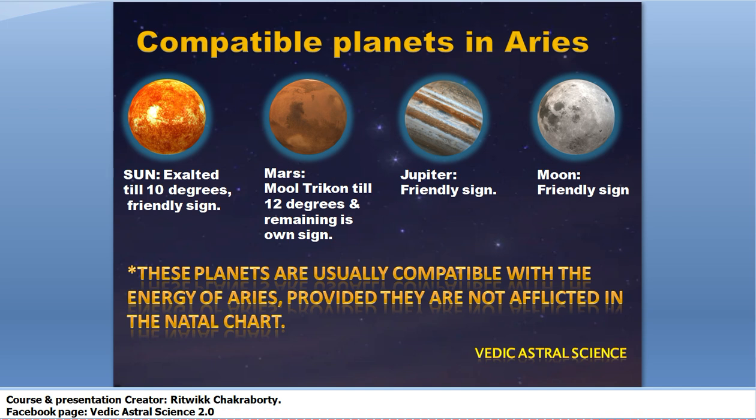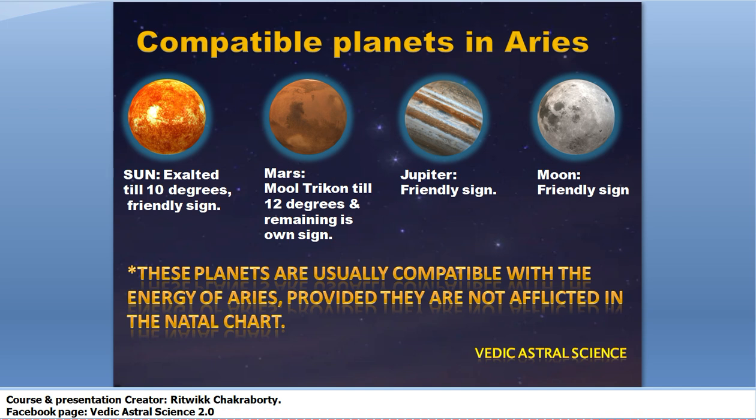Okay. Now let us see Mars. Mars is considered to be in his Mool Trikon Rashi till 12 degrees of Aries, and the remaining portion of 18 degrees is considered his own sign. Okay, and Mars is also governed by Agni Tattva or fire element. So we can say that Mars is also highly compatible in Aries.